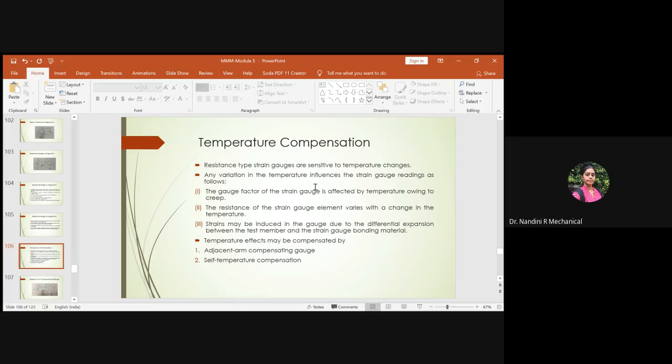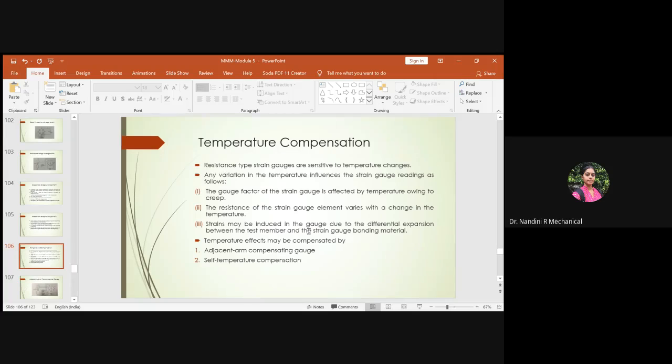While explaining the gauge factor, I told you that it also is affected by the external environment. The strain we are measuring is directly affected by the external environment. It is not independent of the temperature. I told you that at that time, and the same is replicated here in temperature compensation. The second point is that the resistance of the strain gauge element varies with a change in temperature. So the gauge factor varies, the resistance also varies, and strains may also be induced in the gauge due to differential expansion. So even the strains induced in the gauge will vary depending upon the differential expansion taking place on the member under strain.